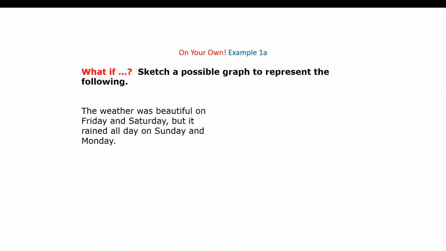So here's one for you to try on your own. It says, what if? Now sketch a possible graph to represent the following. The weather was beautiful on Friday and Saturday, but it rained all day on Sunday and Monday. So think about an amusement park. What's going to happen at an amusement park? Go ahead and turn your video off and try that and see how your graph compares to the one that the book came up with.